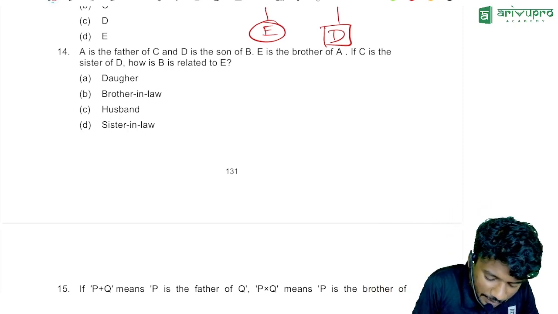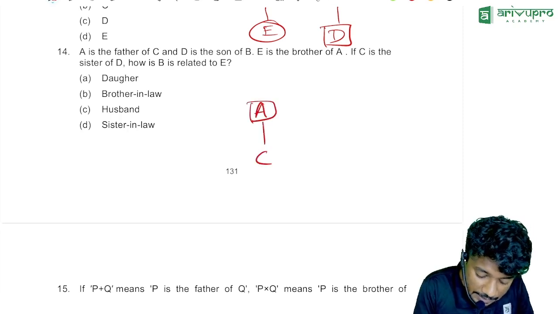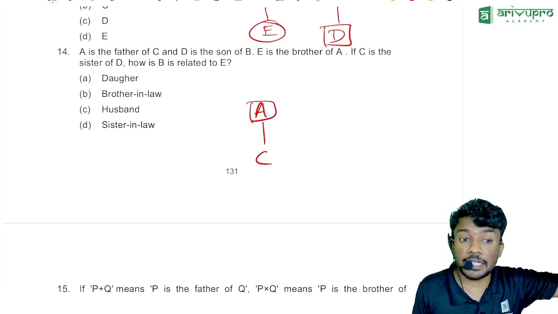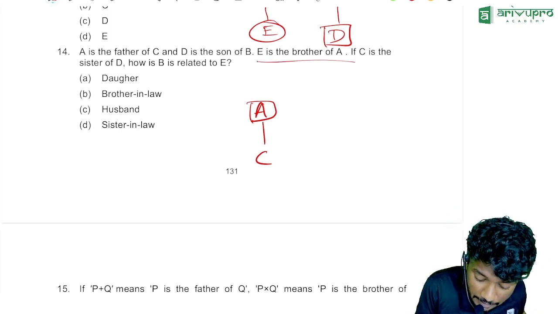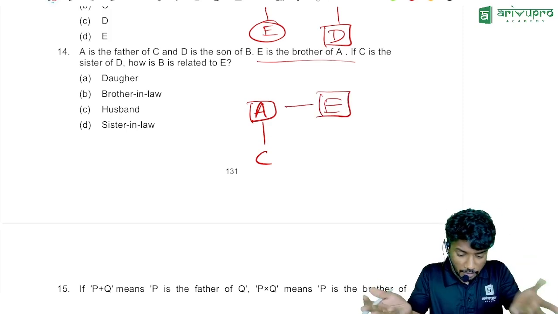Yes. A is the father of C. A is there. A is the father of C. And D is the son of B. Do you have any connection? No. We will keep it there itself. E is the brother of A. That means E is a male who is brother of A.